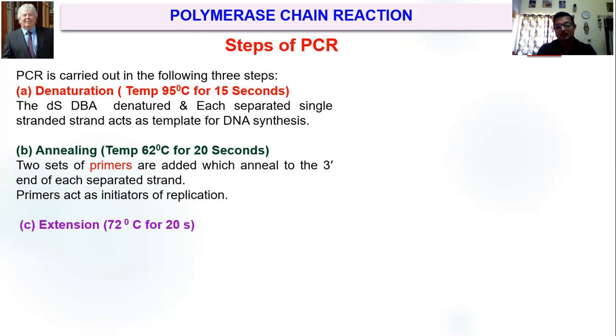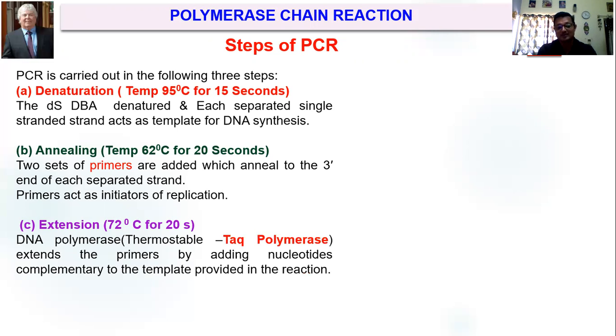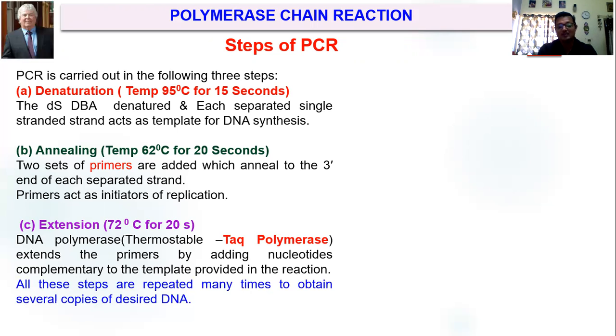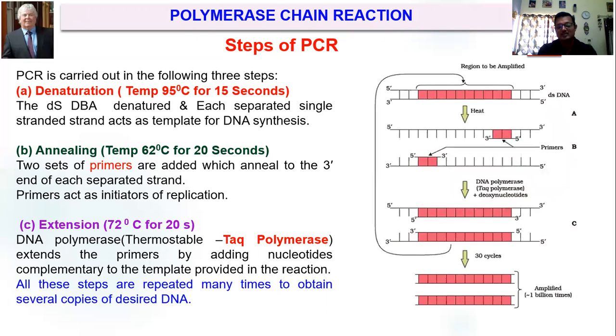For extension, we need two things. One, the raw material, deoxyribonucleotides, as well as the enzyme that will carry it out. And enzymes are basically proteins which get denatured at high temperature. But wonderfully, one enzyme, DNA polymerase, isolated from Thermus aquaticus, works even at high temperature. So DNA polymerase or Taq polymerase extends the primer by adding nucleotides, rather, deoxyribonucleotides, complementary to the template provided in this region. And all these steps are repeated many times to obtain innumerable copies.